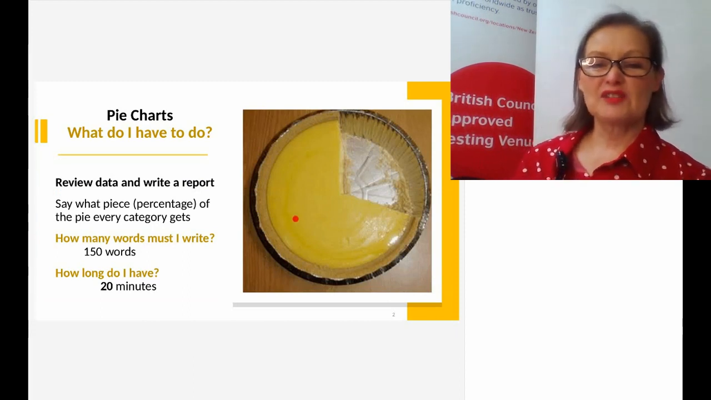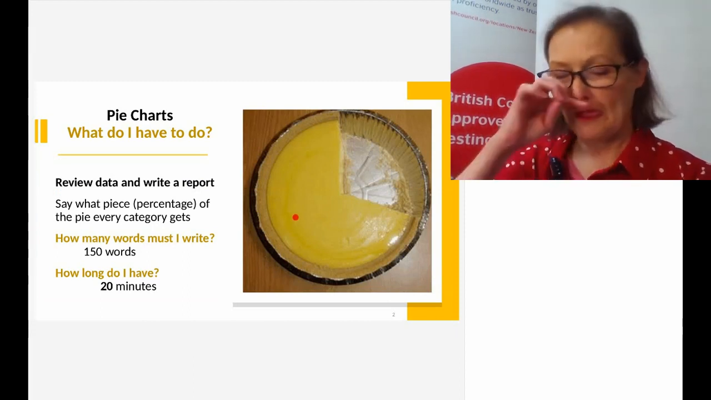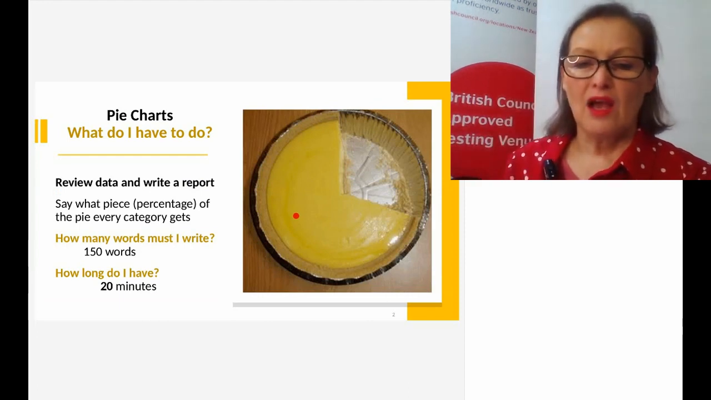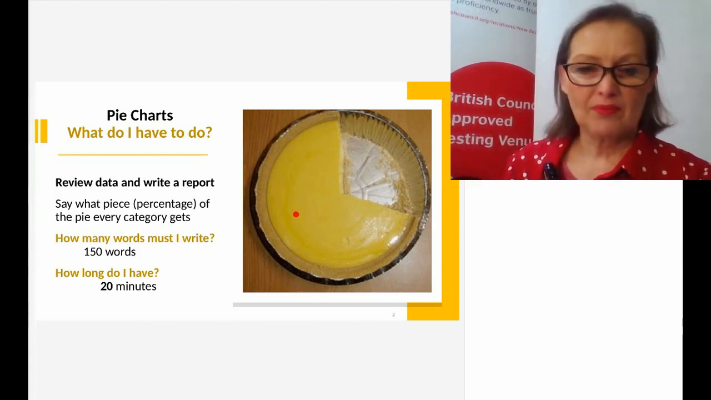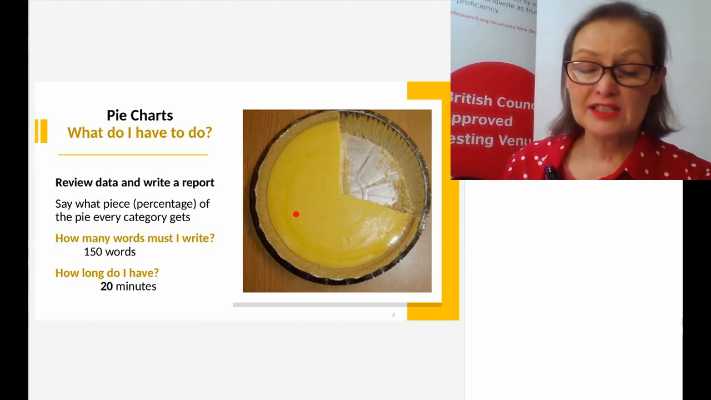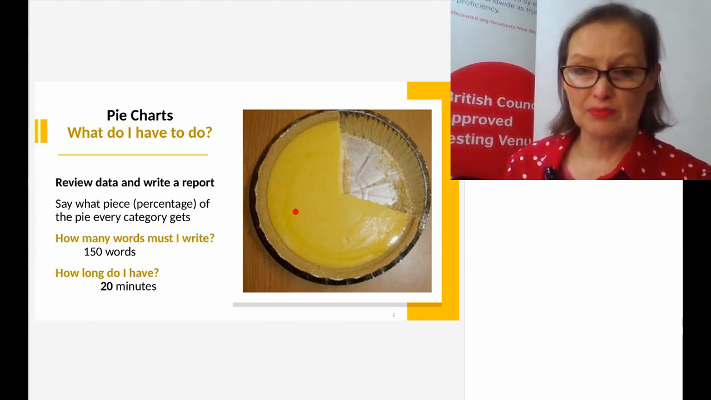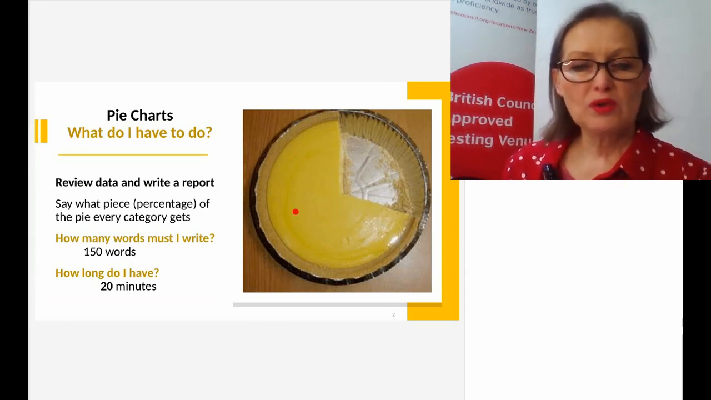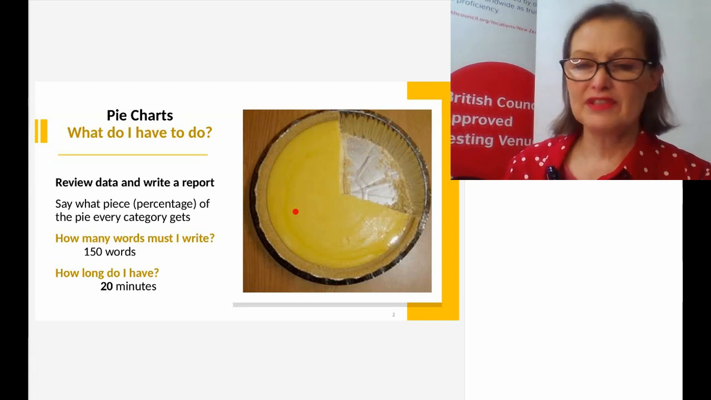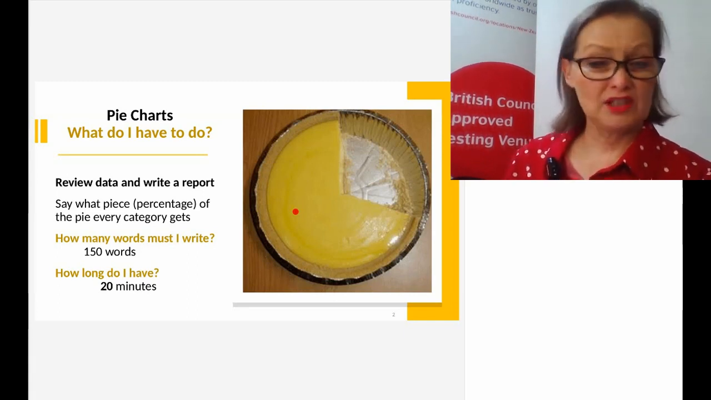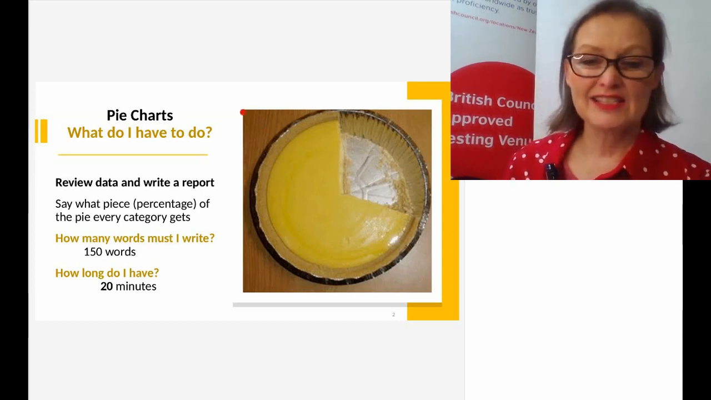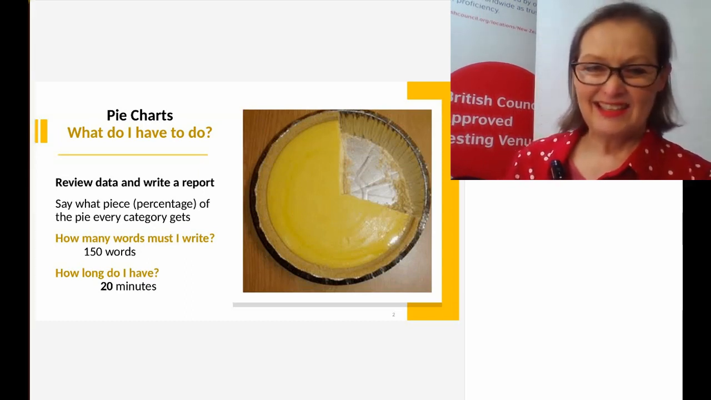So pie charts, what do I have to do? Well, when we get a pie chart, we need to review the data, pull out the main points, and write a short report. And we need to say what piece of the pie every category gets. And we need to be able to do this in 150 words and in 20 minutes.